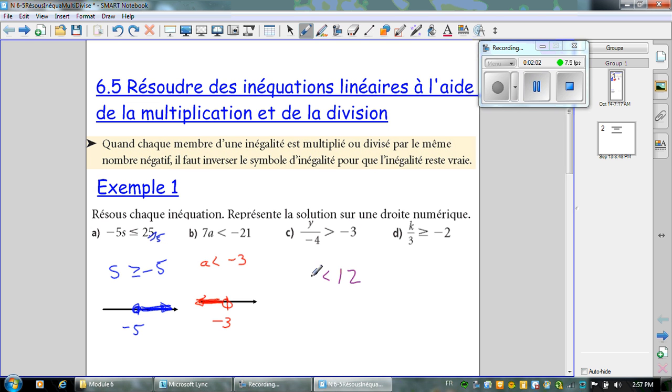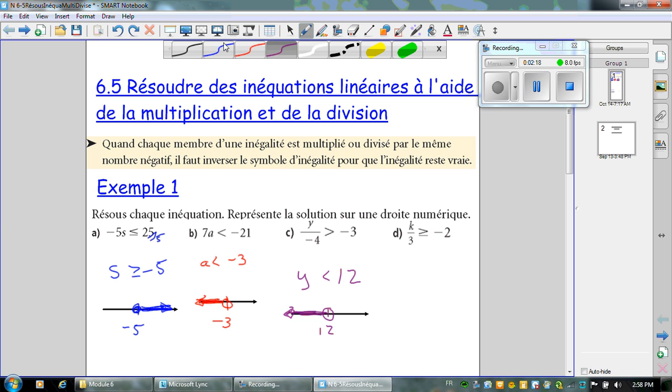So I'm going to have to flip the symbol here. And the representation of that is 12 and all the numbers that are smaller. So open circle to the left.